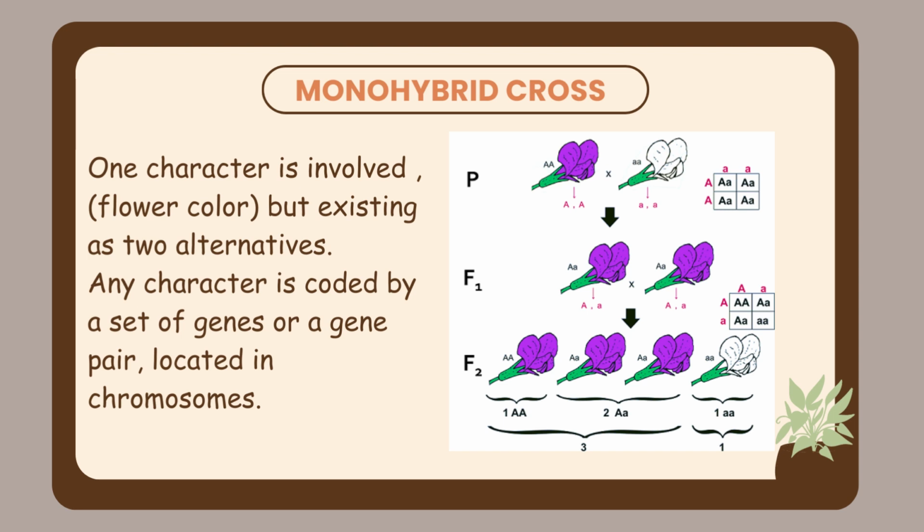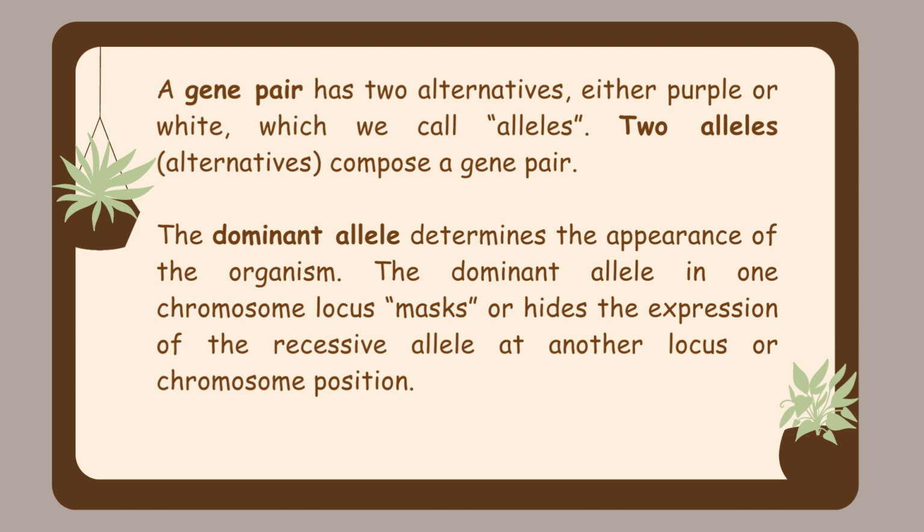Now we're going to proceed to the definition of gene pair. So a gene pair has two alternatives, either purple or white, which we call alleles. So two alleles, alternatives, compose a gene pair. So it's a vice versa definition. While the dominant allele determines the appearance or the color, like what I gave as an example in the previous slide. The dominant allele in one chromosome or locus masks or hides the expression of the recessive allele at another locus or chromosome position.